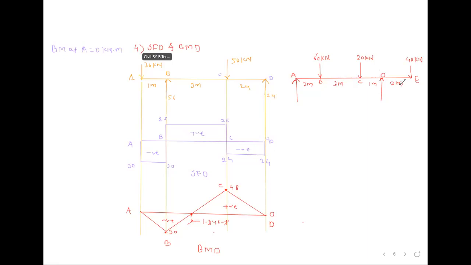Okay. In the previous example, the overhanging is provided at the left side. But now in this example, overhanging is provided at the right side. That much change only. Here RA will be there and here RD will be there. Same procedure you have to follow and you have to solve. So today totally I have given three examples. Two on cantilever and one on overhanging beam. So you try to solve this and give me the answer in the next lecture.